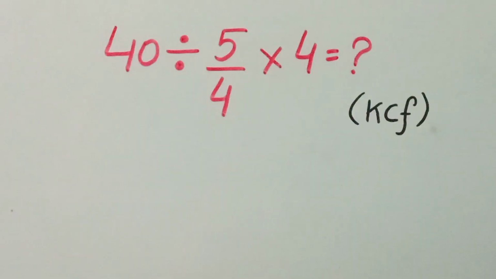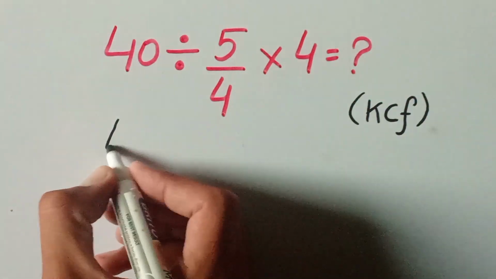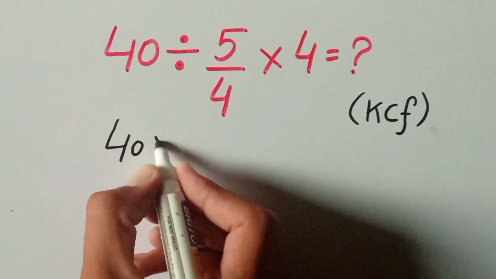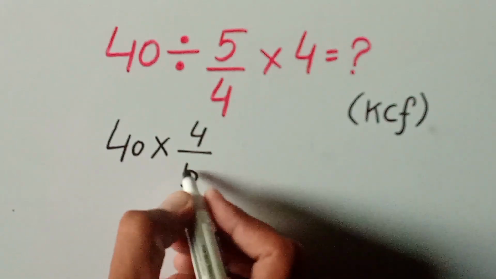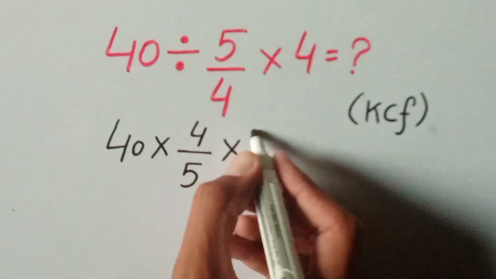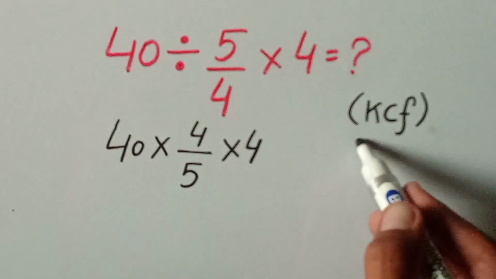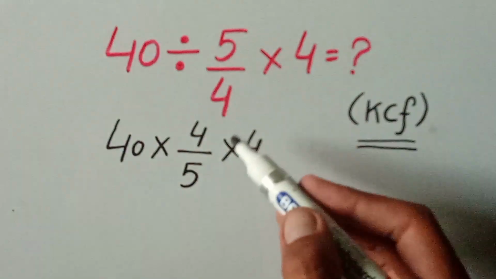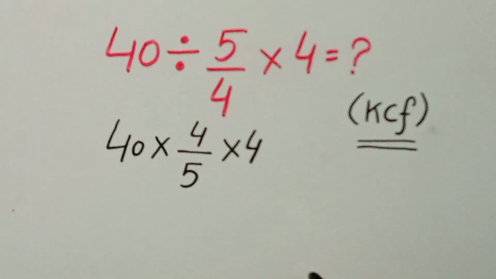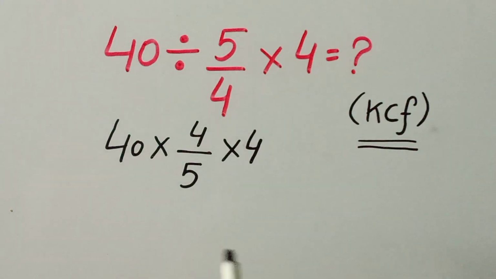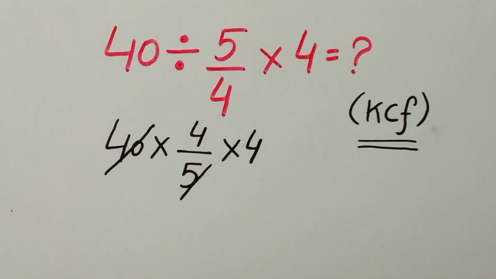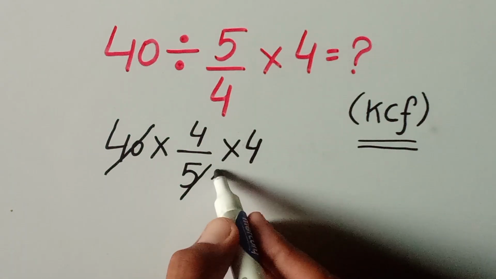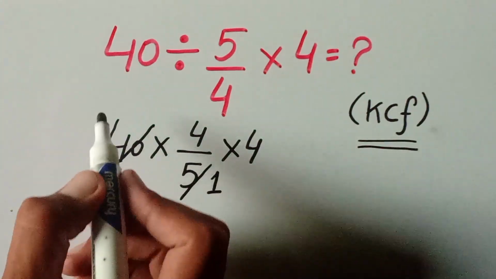We can write this fraction as 40 multiplied by 4 divided by 5 multiplied by 4. The KCF rule states that the numerator is changed to the denominator and the denominator is changed to the numerator. So I can write it as, now guys, here 5 and 40 cancel with each other. 40 divided by 5 is 8.